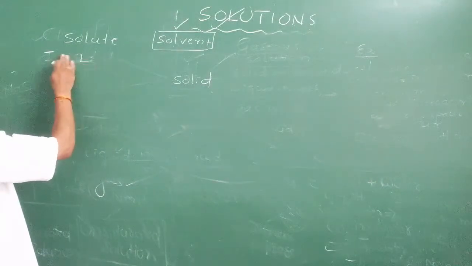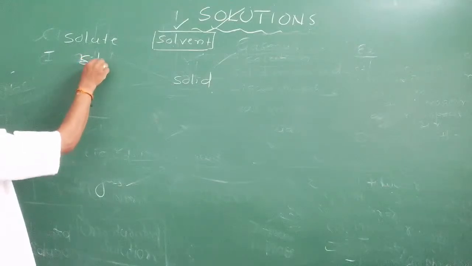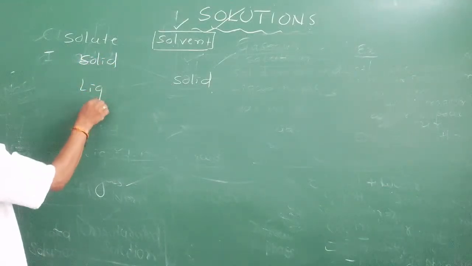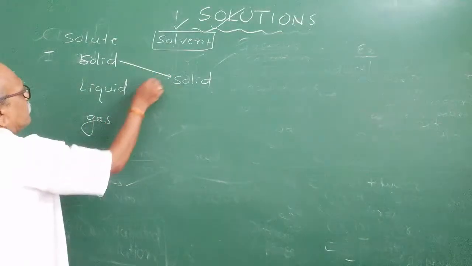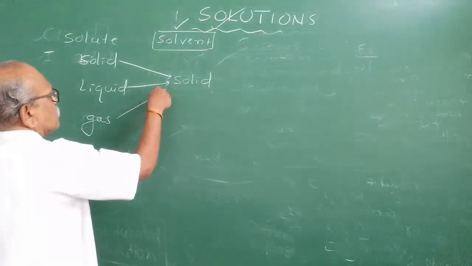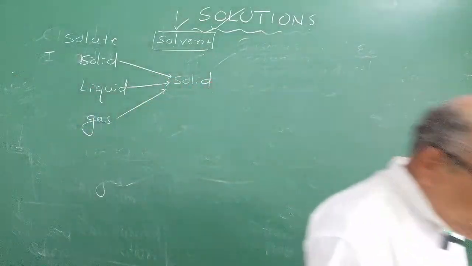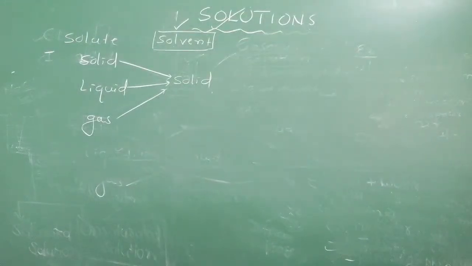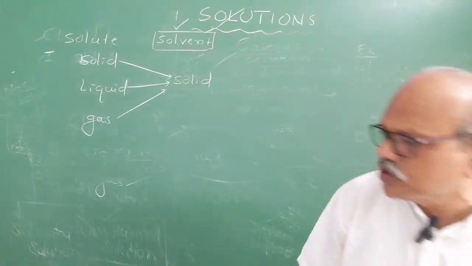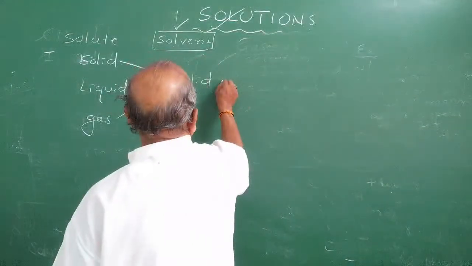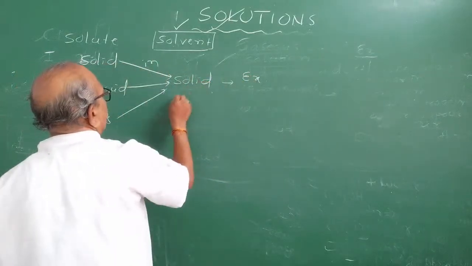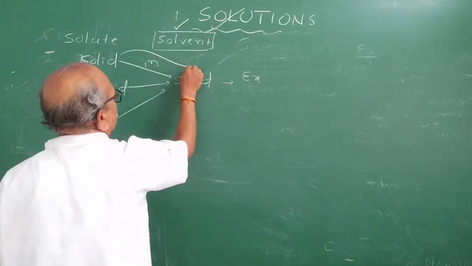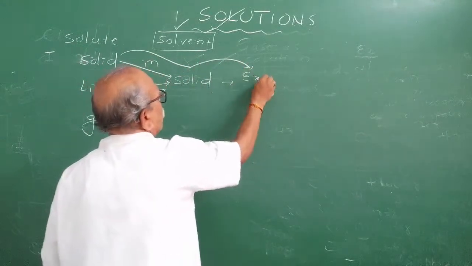Again we will take what? Liquid or solid, liquid and gas. You can take solid in solid, liquid in solid, gas in solid. Right? Can you give examples for it? Solid solutions. Solid in solid, most of the alloys. You can take examples of them. Solid in solid, the example will be all alloys.